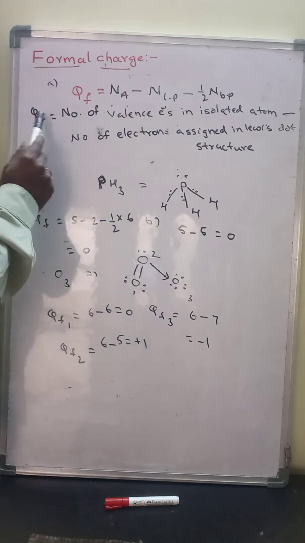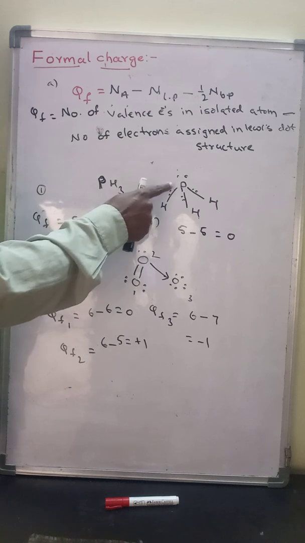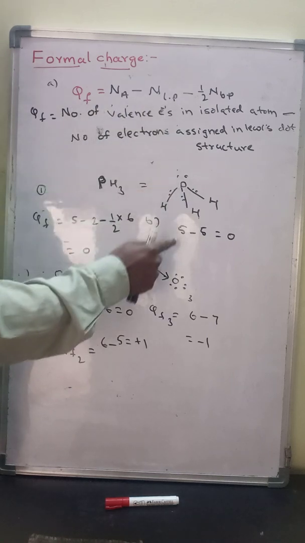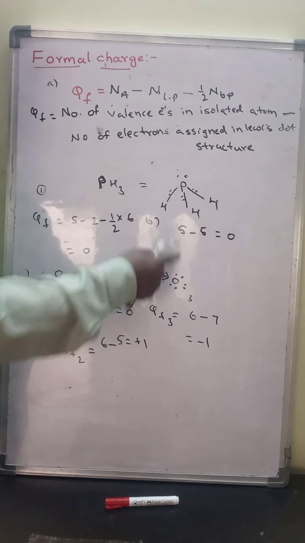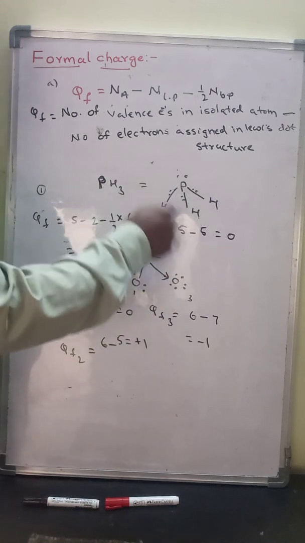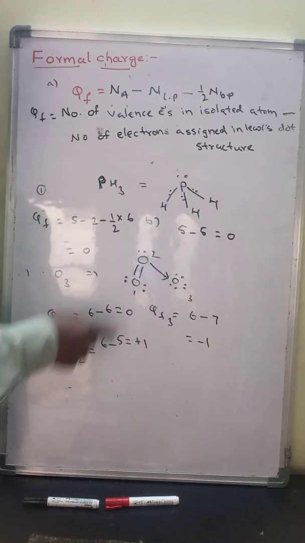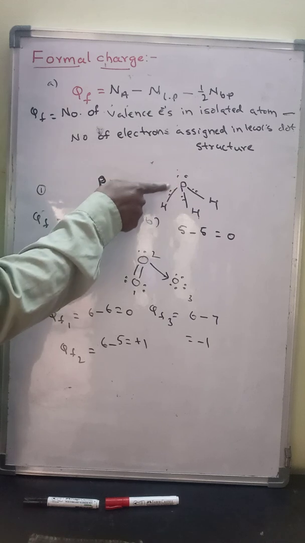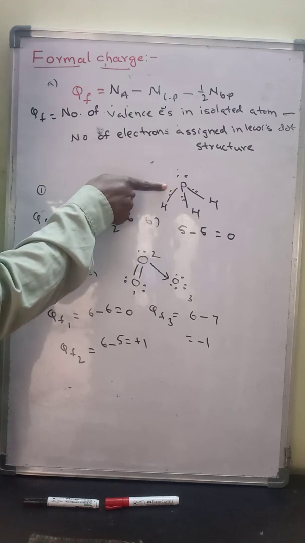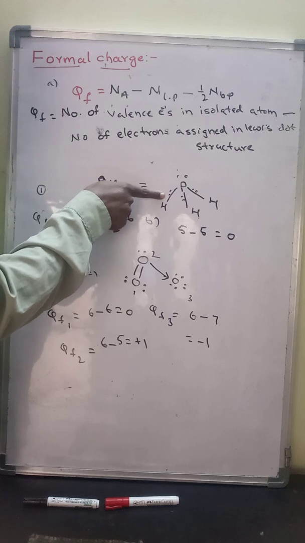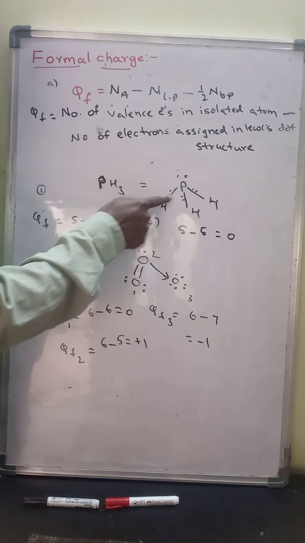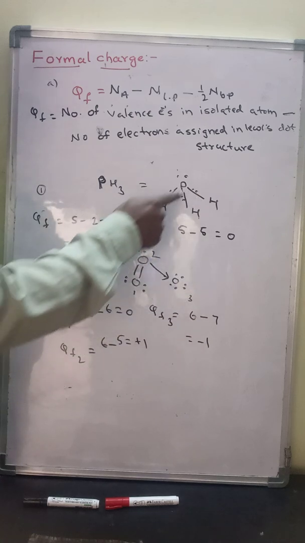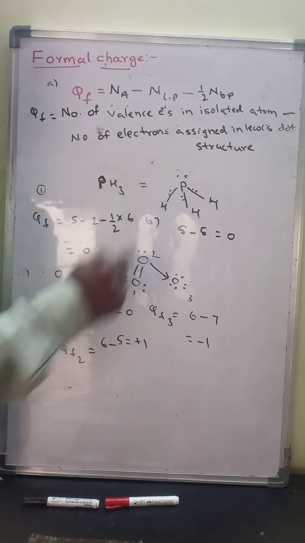Now here, QF equals, for phosphorus, the number of valence electrons, how many? You know that it is 5. 5 minus. Now in the phosphine Lewis dot structure, this lone pair belongs to phosphorus, and in each bond pair, one electron belongs to phosphorus and one electron belongs to hydrogen. In the second bond, and in the third bond also, it is the same way. That means one electron belongs to phosphorus.